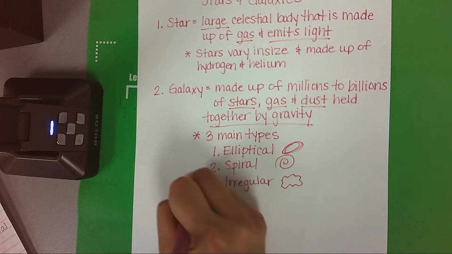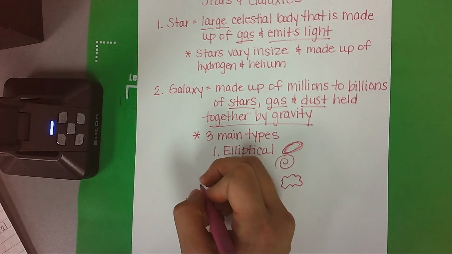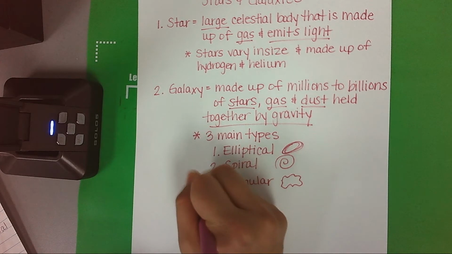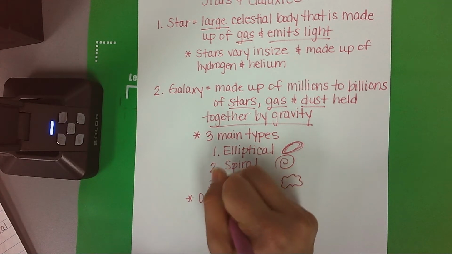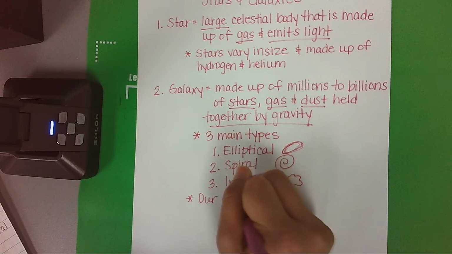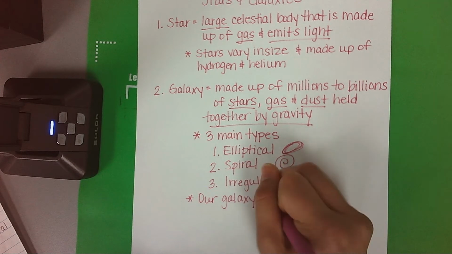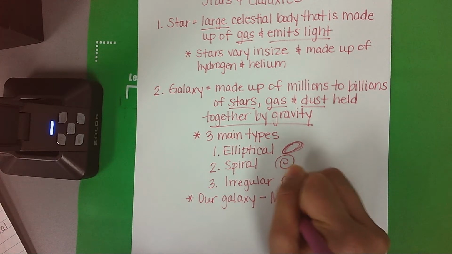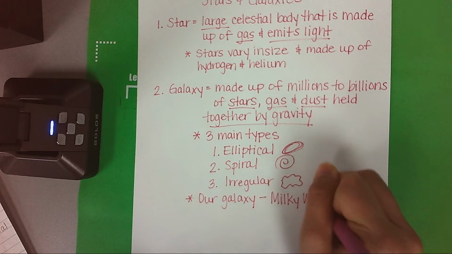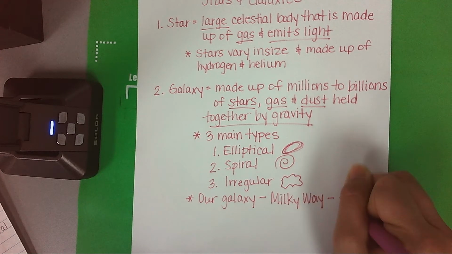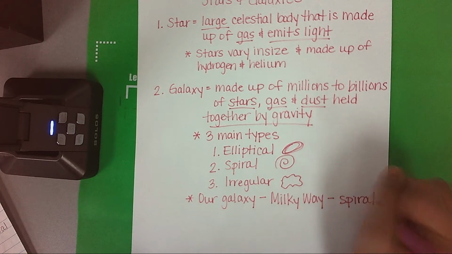All right, the galaxy that our solar system is in is called the Milky Way. It is the Milky Way, and it is a spiral galaxy.